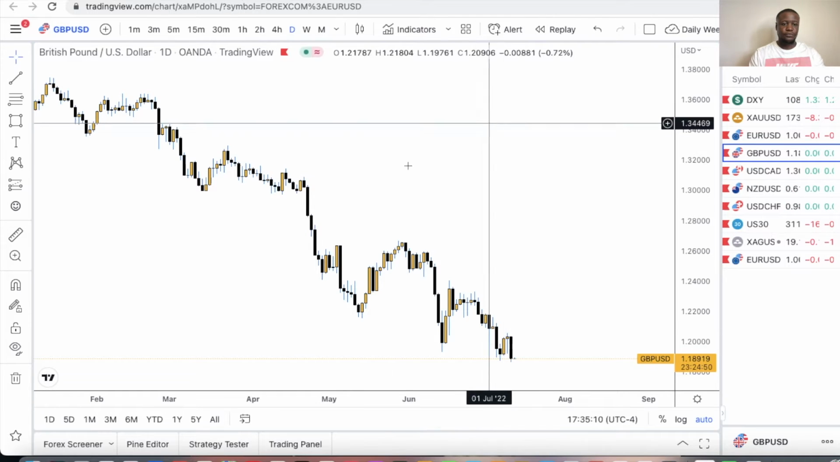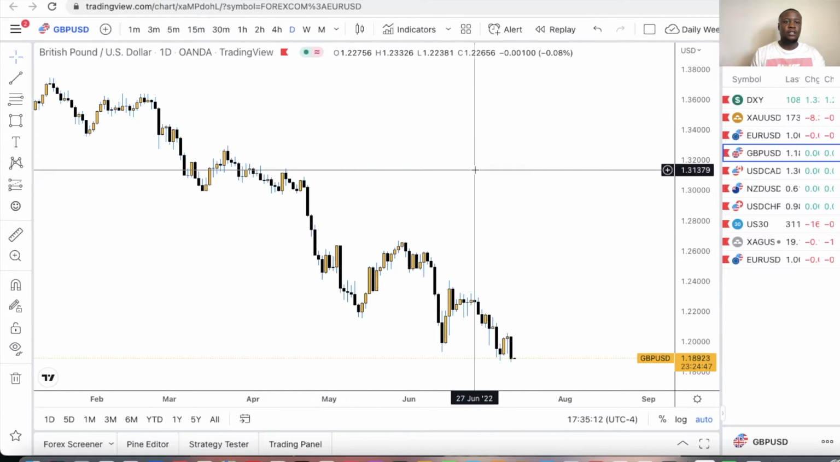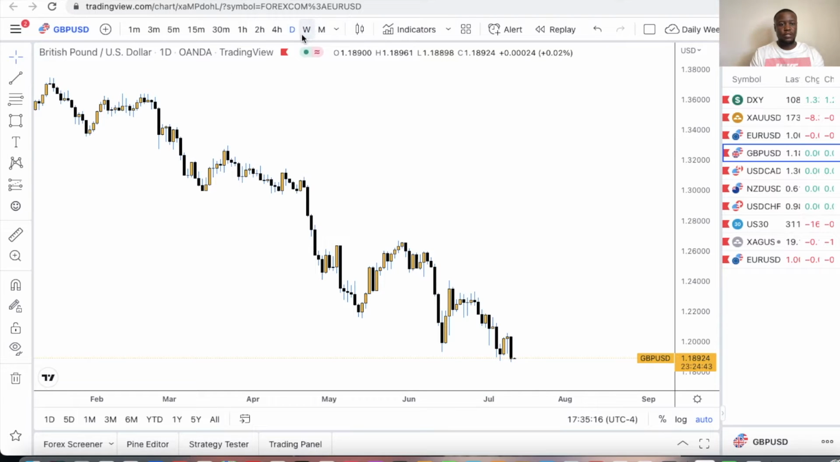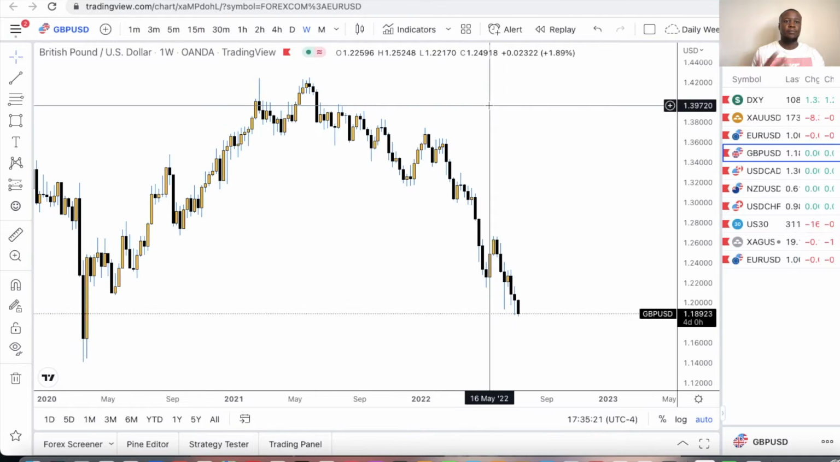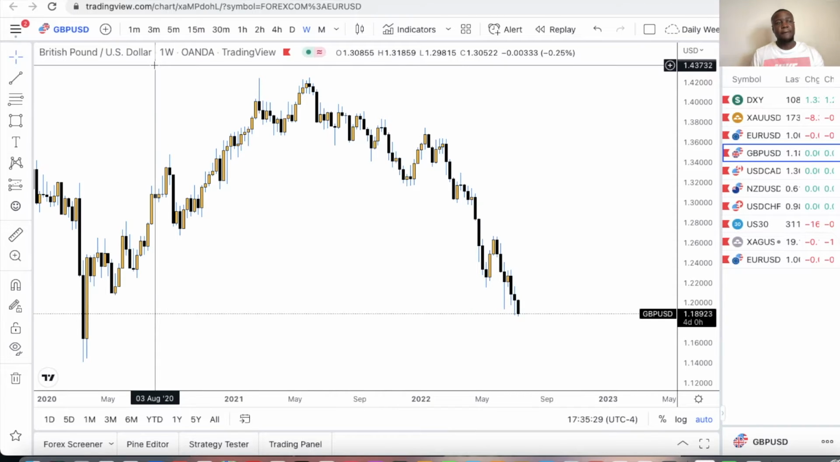So trading style number one, we have swing trading. Swing trading is you're looking for big moves in the market. It could take a couple weeks for these moves to play out, but once they play out, it's a bigger payout.